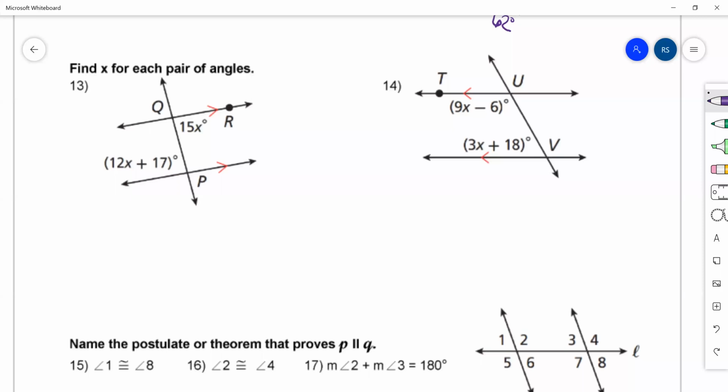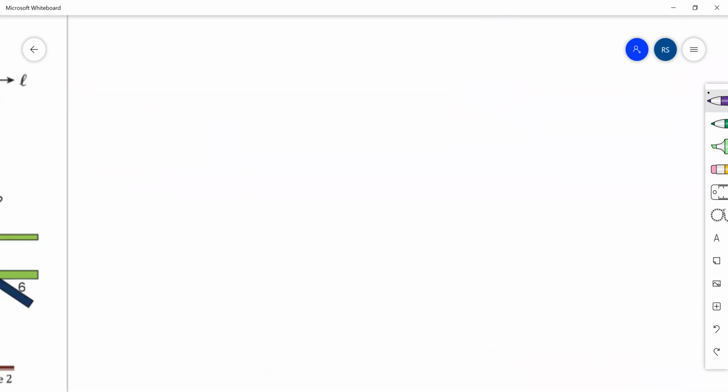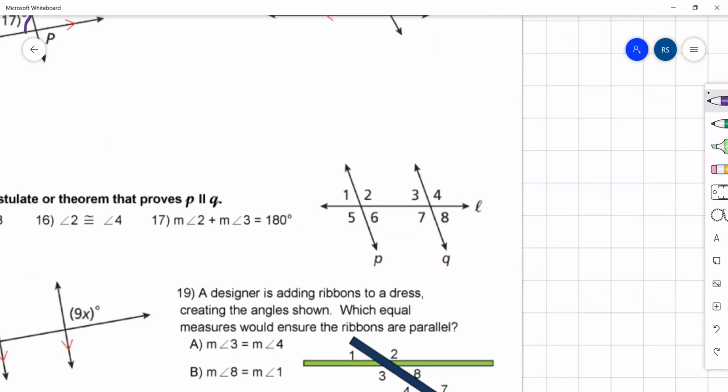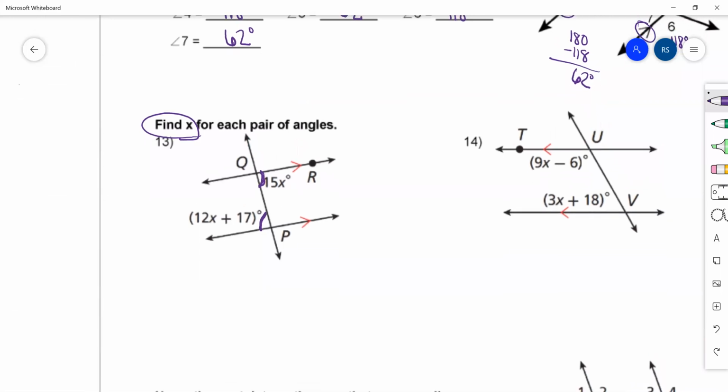Okay, 13. We have to find x for each of these. So if we look here, they're both the same kind of angle. They're both acute, which means they have to be equal to each other. 15x equals 12x plus 17.